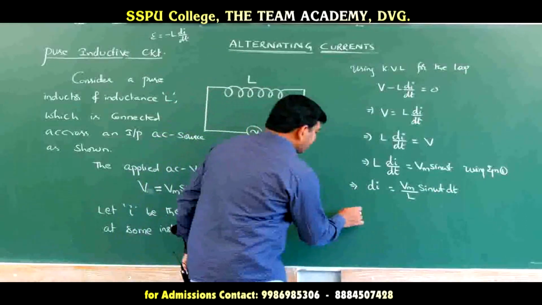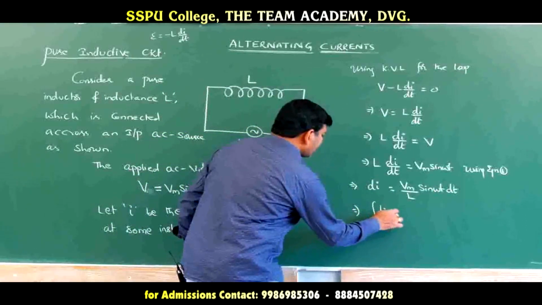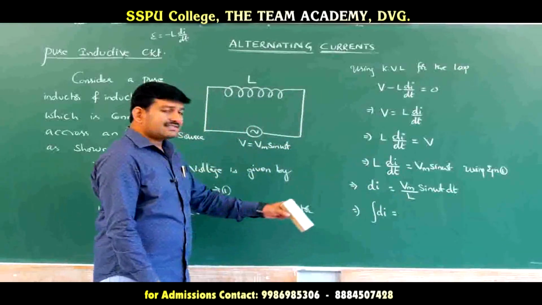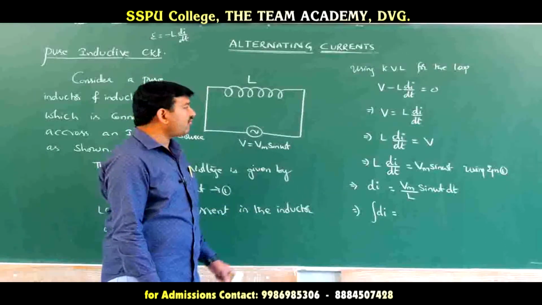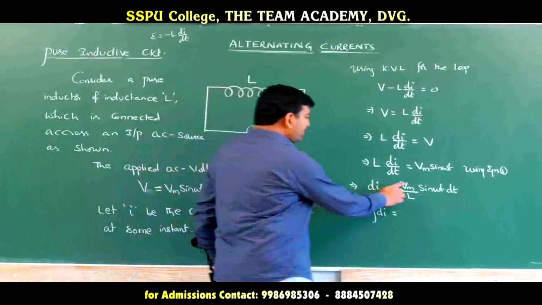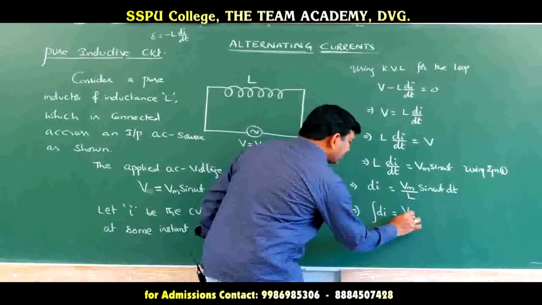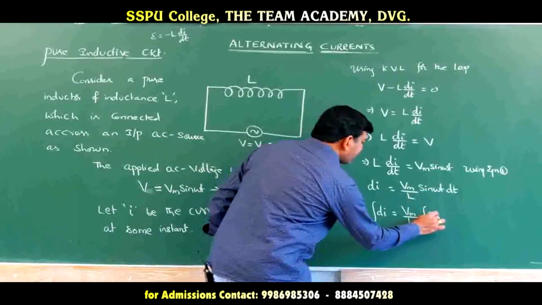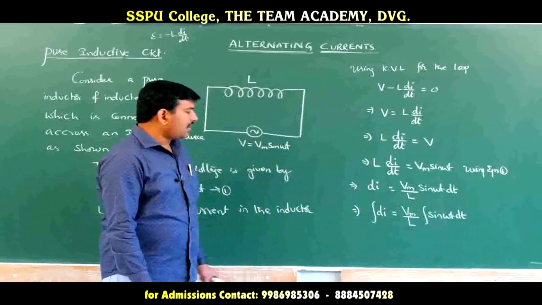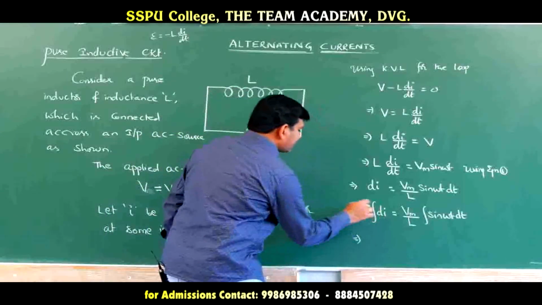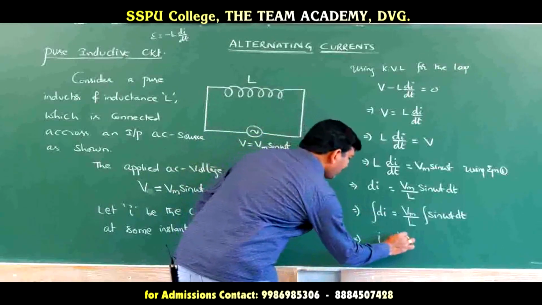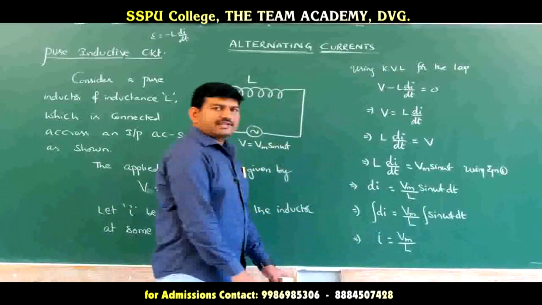Now, this implies integral of di is equal to, here Vm is a peak value which is constant and L is the coefficient of self-induction or inductance of the inductor, which is also constant for a given inductor. So Vm by L is constant, therefore I will write it outside of the integration. Then I can write integral of sin omega t into dt. Shall I write like this or not? Now, integral di is nothing but I. So I is equal to Vm divided by L into the integration of sin omega t.